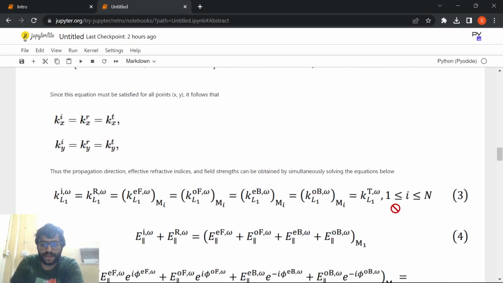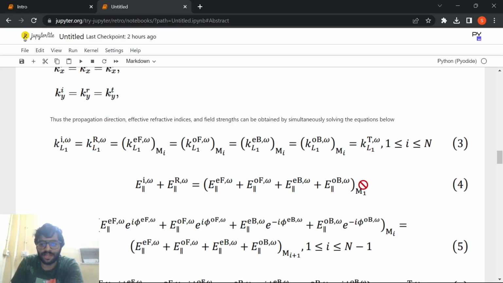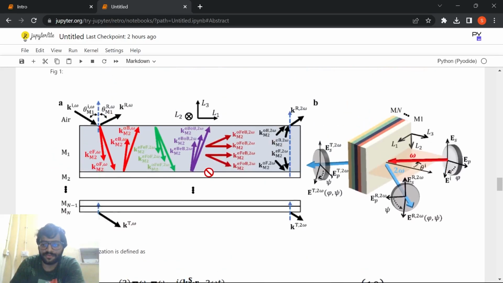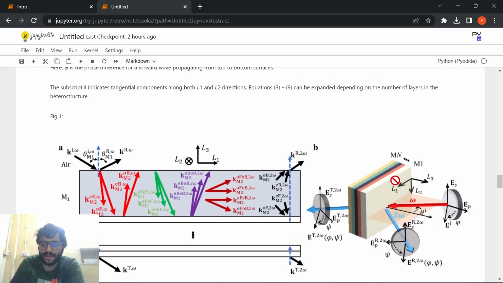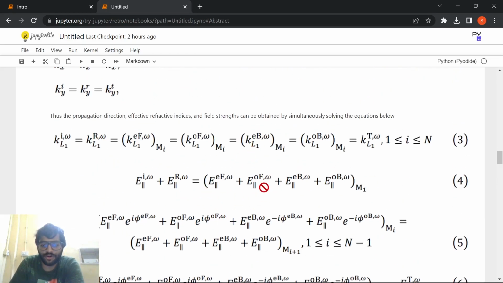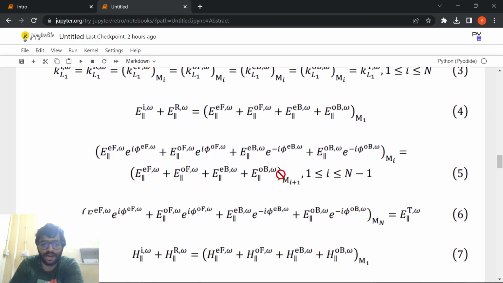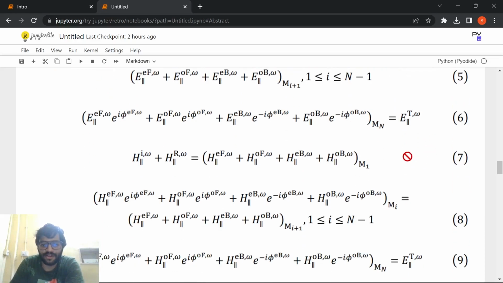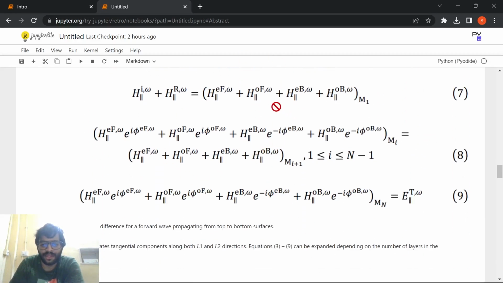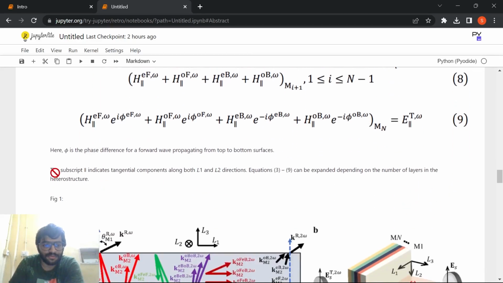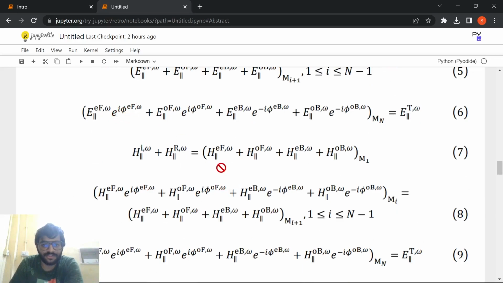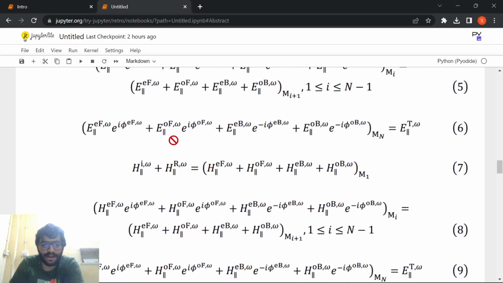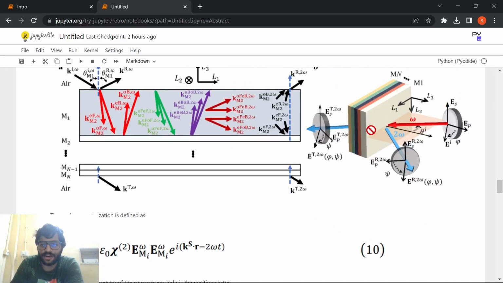Now applying these boundary conditions to our present situation, we get these equations. Here are the incident wave vector, reflected, transmitted, and wave vectors in between the layers, and then the electric field at the first layer. In the first layer we have the incident and the reflected, and extraordinary forward, ordinary forward, extraordinary backward, and all the electric field equations between the first and last layer. And then in the last layer we have the transmitted electric field. Similarly, same thing for magnetic, this is H as well. And phi is the phase difference for a forward wave propagating from the top to the bottom surface. And these are all parallel to the surface. These are tangential to the surface, electric field and magnetic field.